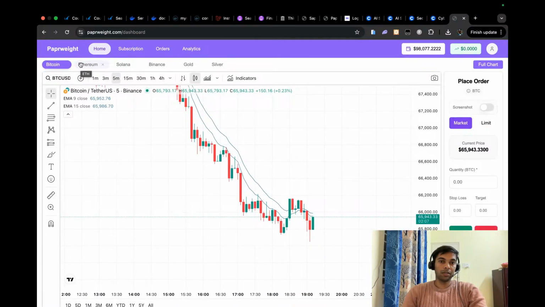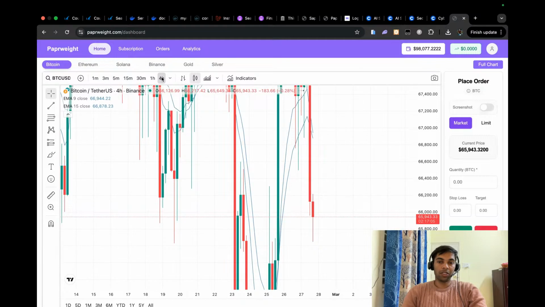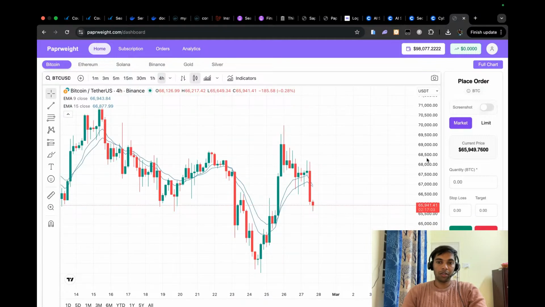Yep. So let's see what the picture is at the 4-hour time frame. Okay, nice. At the 4-hour time frame, the confirmation is that the market is super duper bearish. I'm just checking whether I'm live or not. Yes, I am live. Nice.